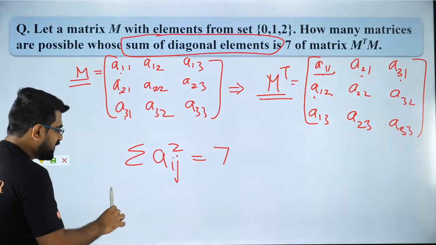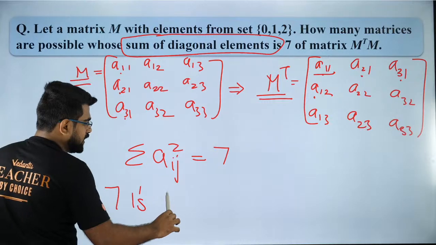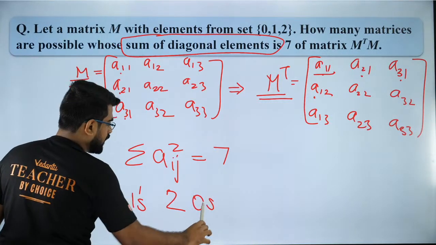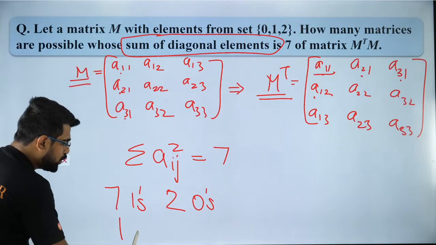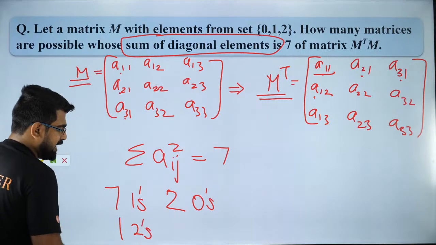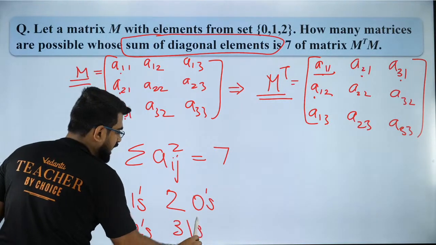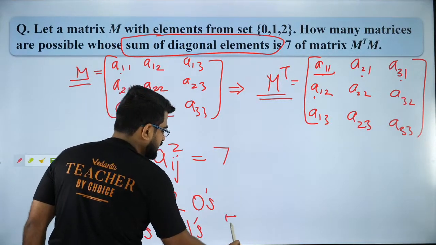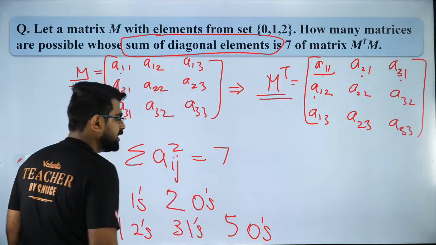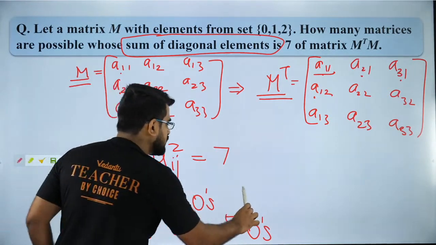When all 7 of them are 1s and 2 of them are zeros. Or I can have one 2, then three 1s, and the rest 0. The rest 5 are zeros. Did you guys get that? Because 7 1 squares is what?